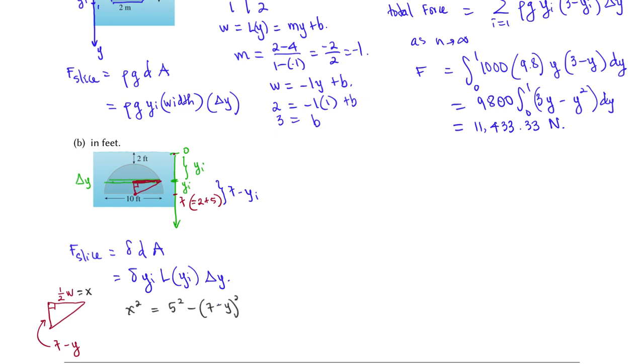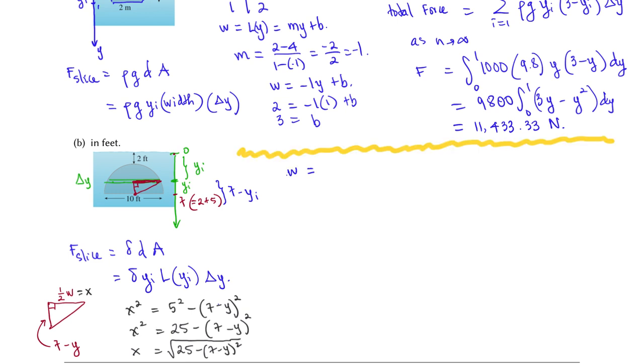Using the Pythagorean theorem, we have x squared equals 5 squared minus the quantity 7 minus y squared, which is x squared equals 25 minus 7 minus y squared. So x is the square root of 25 minus the quantity 7 minus y squared. This x is half of the width, and so the width is 2 times the square root of 25 minus the quantity 7 minus y squared.